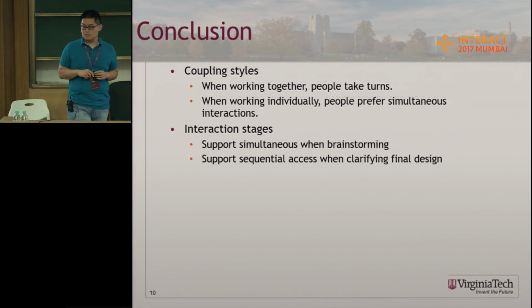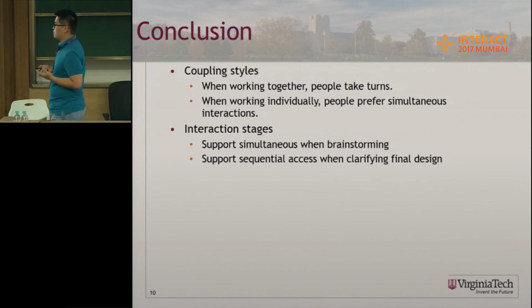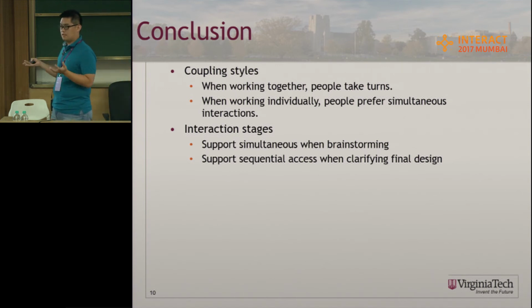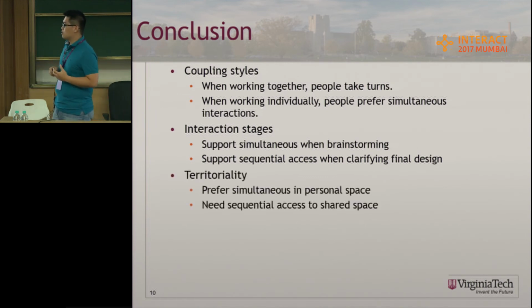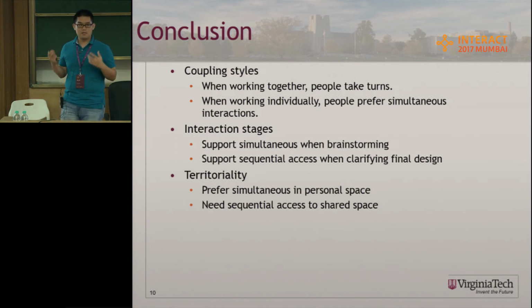For interaction stages, in the early brainstorming stage, we should let those large multi-touch devices support simultaneous interactions. But when the design becomes more clear, towards the final stage, we should provide designs that allow people to better take turns, like letting each other know whose turn it is. For territorialities, we recommend always making the personal space simultaneously accessible to different users.